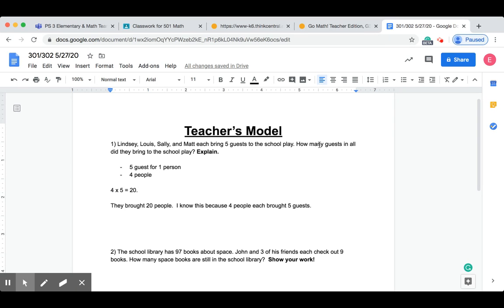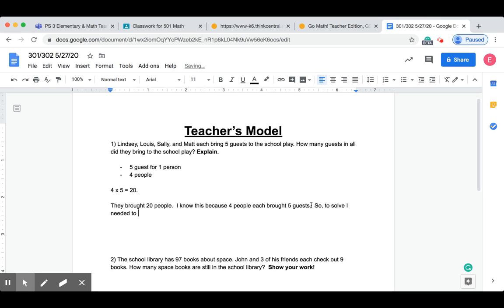And the question said, how many guests in all did they bring to the school play? They brought 20 people. And it says explain. I know this because 4 people each brought 5 guests. So I could even add, so to solve, I needed to multiply 4 times 5. That would be example problem number 1.